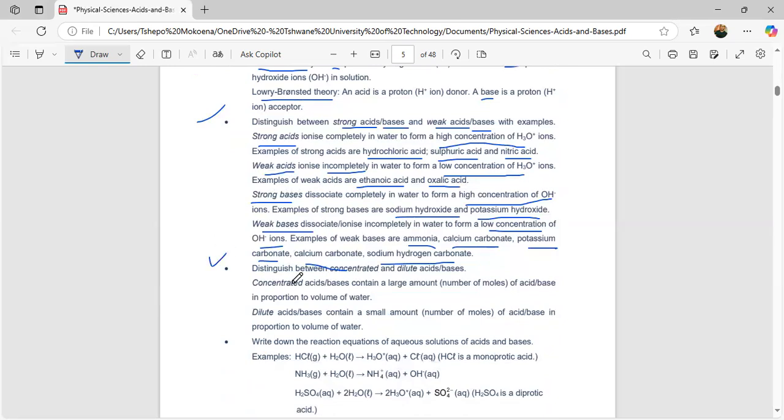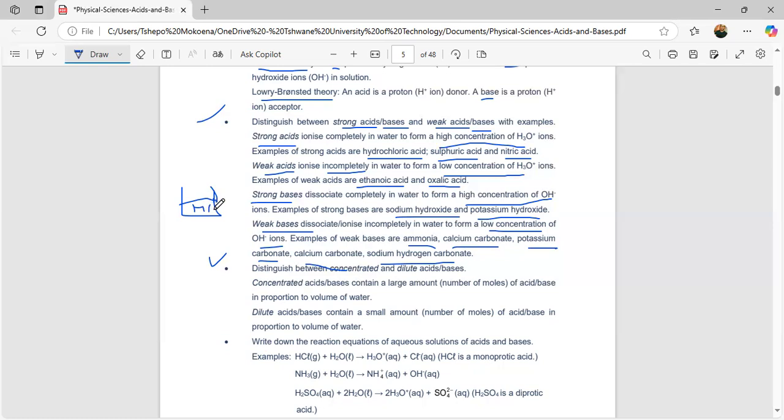And then number 3, we should be able to distinguish between concentrated and diluted acid. Here's what I want you to understand. When you dilute or concentrate either your acid or base, the strength of the acid or base will remain the same. Say, for example, you have your beaker with water, and inside the water you pour your acid, HCl, right?